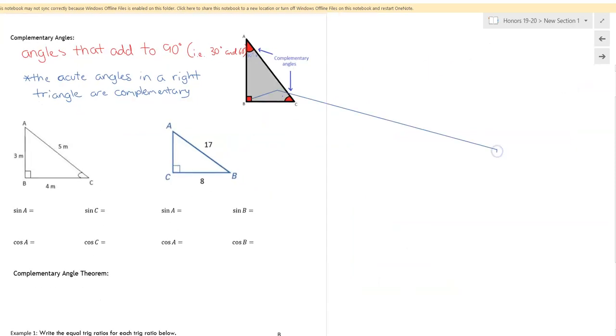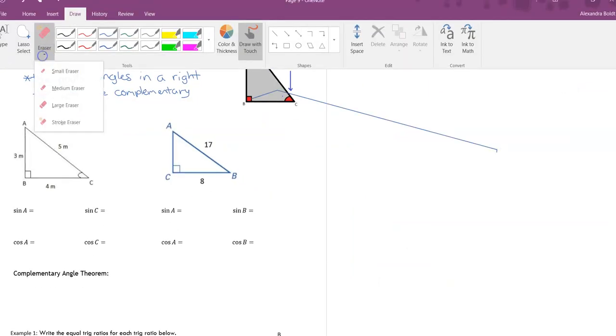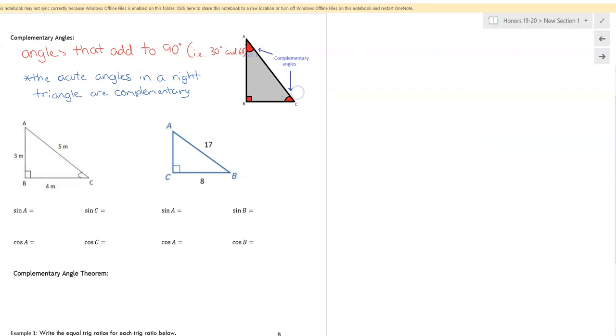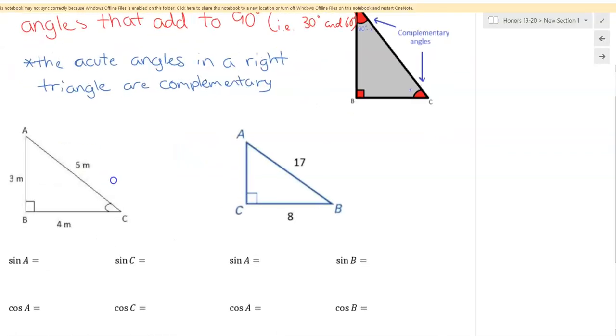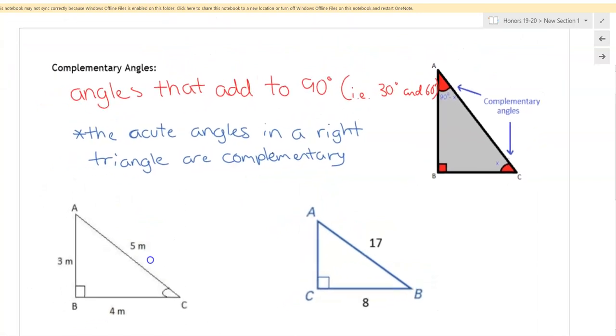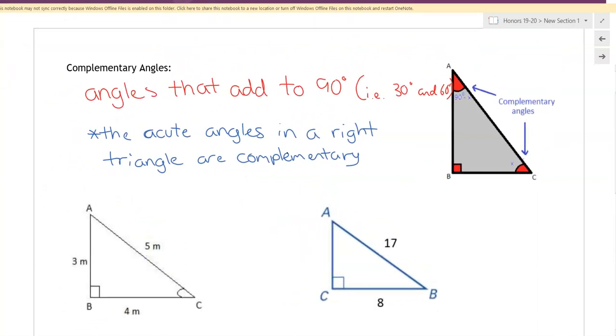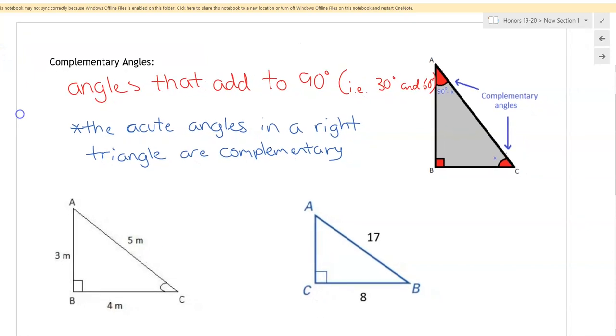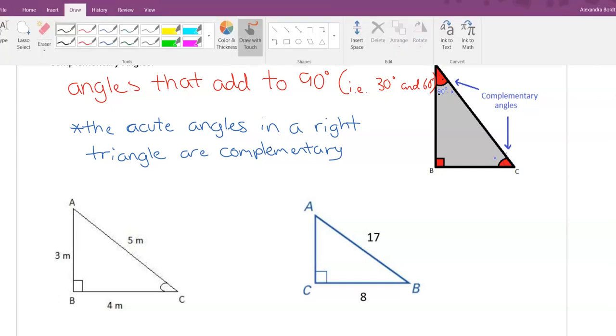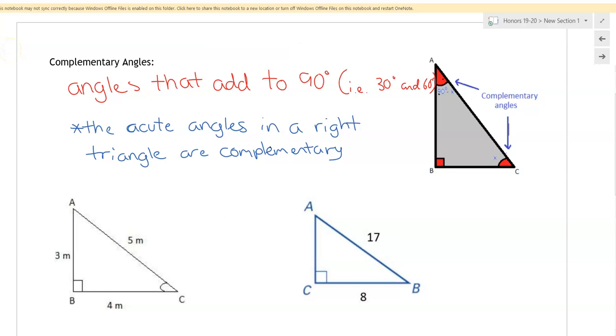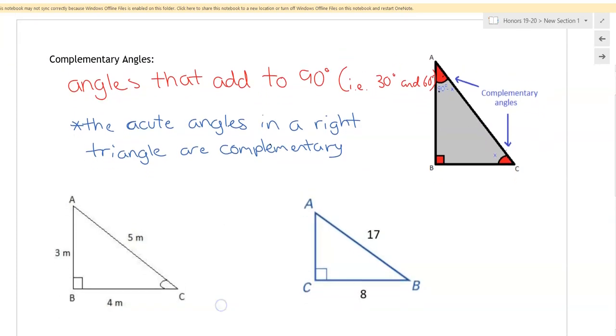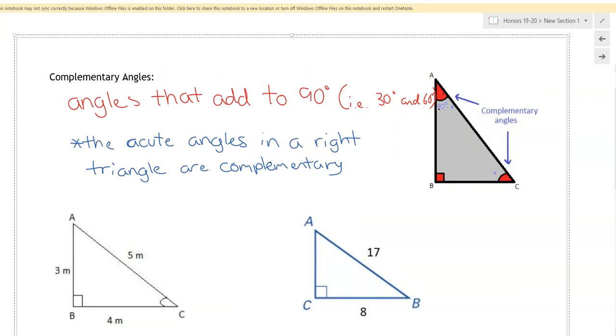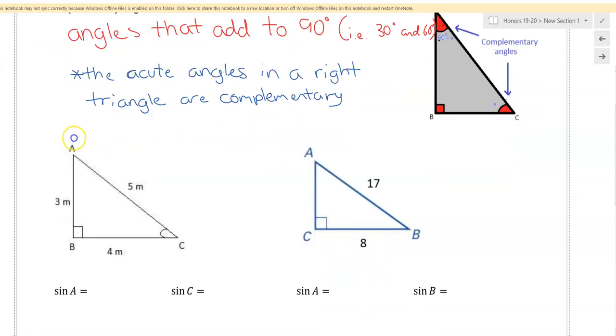So if one of them is a 90 degree angle, then the other two also have to add up to 90 degrees, right? So no matter what, the acutes, the angles that are not the right angle, will add up to 90. That's all this picture is showing. This and this add up to 90, and they are complementary angles. It also shows that if one is x, then the other has to be 90 minus x. We'll use that idea later on too.